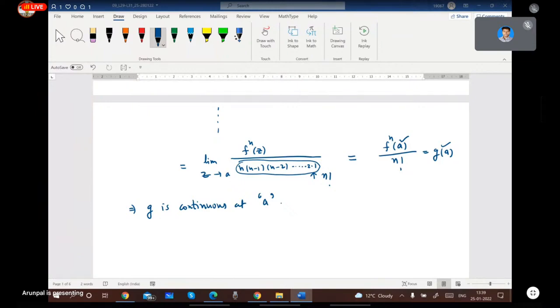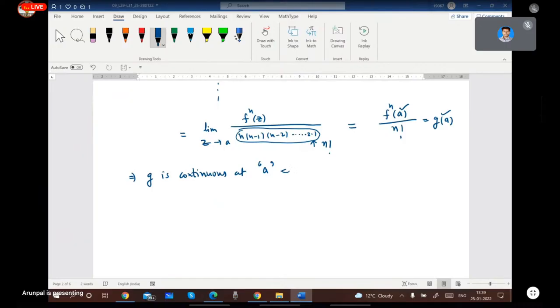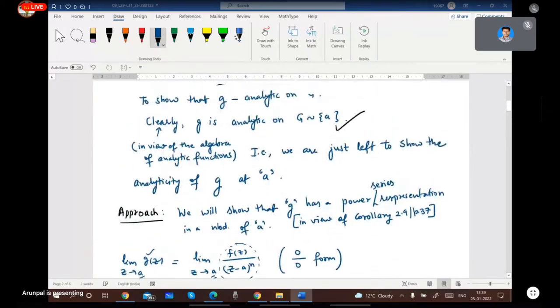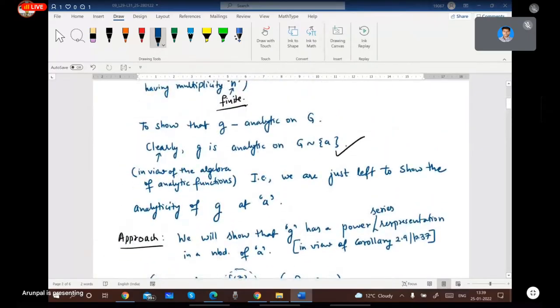Okay, good enough. And hence on g, why? Because on the rest of the part of g, this is already analytic. On g minus a, this is already analytic. So on g minus a, it is already continuous, right, class?